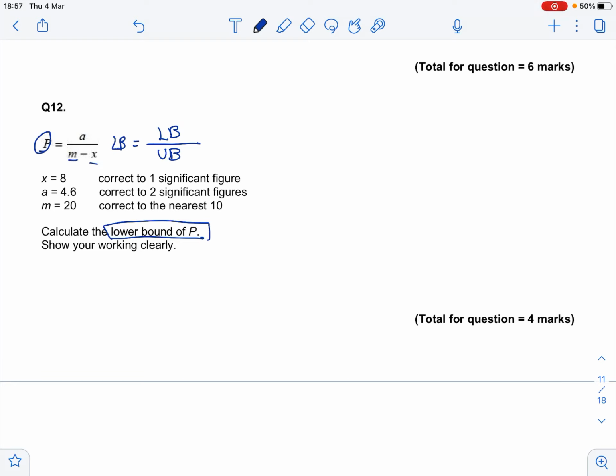Then we have two numbers subtracting, therefore we need to find the lower bound of a. Then we need to find the smallest possible value for those two, the biggest possible value of those two numbers. Therefore we need to find the upper bound, the biggest number possible for m, and the smallest number possible for x.